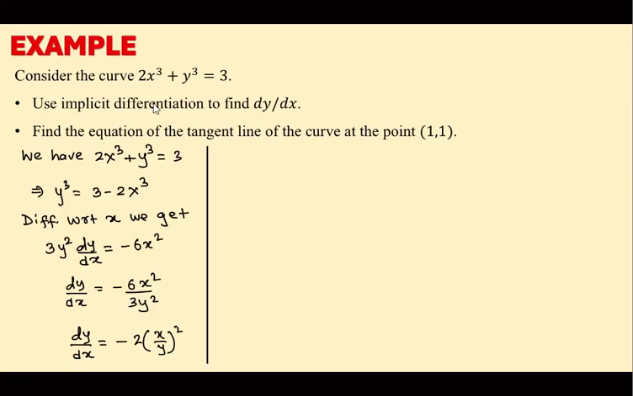Okay, that is the first part. Now let's look at the second part. In the second part, we are asked to find the equation of the tangent line at (1, 1). So how do we find the equation of a tangent line? We need the point and the slope.